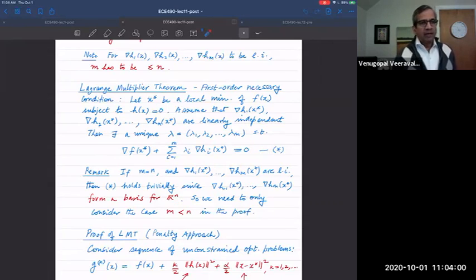holds. Now, you could have a situation where x star is not regular, for which these gradients are linearly dependent, but still you have a lambda that satisfies this equation. We'll actually talk about an example of that in the next lecture. So it doesn't go both ways. You don't have to have x be regular for there to be a multiplier, but if x is regular, then we can prove formally that there will always be a unique Lagrange multiplier vector.